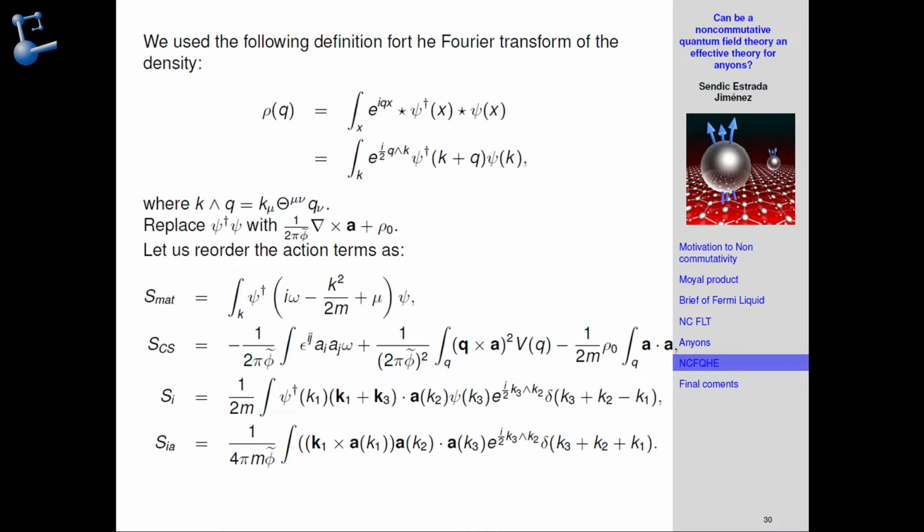We use the Fourier transformation for the density, defined for the Moyal product in this way, and replace this product with this expression. Let's reorder the action, then each term is in this way. We have an additional term in this description given by this form.